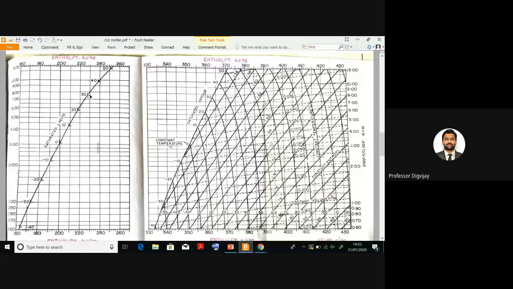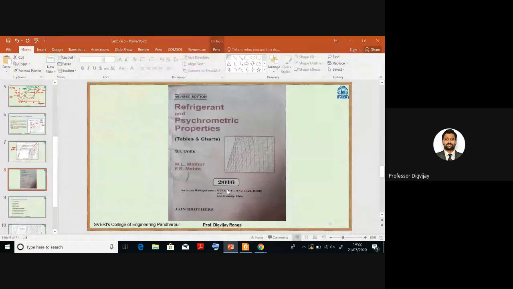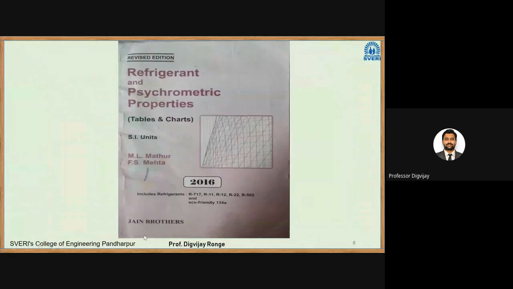Okay, now I'll move towards the presentation. So I request you, if you can, buy this book. If you don't have it, then I will use my scan copy.